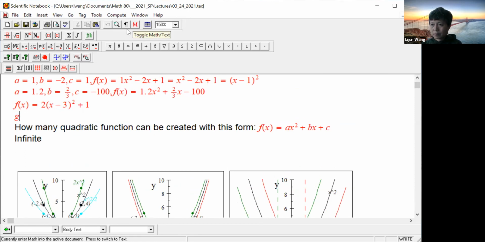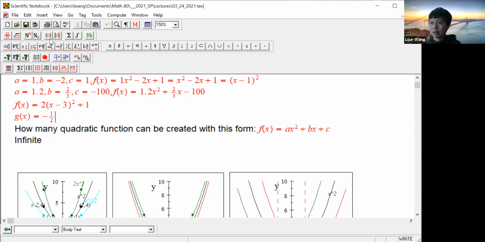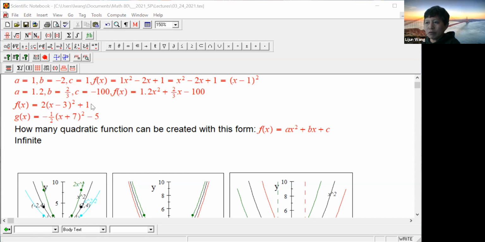g of x equals negative 1/2, and let's put a negative sign in front of it, (x plus 3) squared minus 5. I'm just creating these functions randomly. They don't have to be the same. There's a perfect square there, or maybe I just put a 7. Just make them different. All of these are quadratic functions too, because if we expand it, if we just FOIL and organize the terms, we will see that it's a quadratic function, where A is 2, B is negative 12, C is 19.